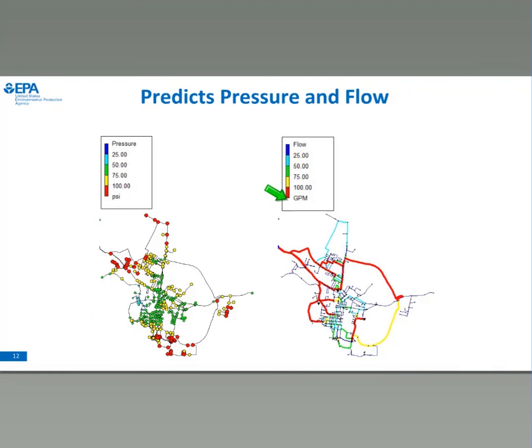On the right is a depiction of the flow in the system. And here we have highlighted that the flow can range from less than 25 gallons per minute to greater than 100 gallons per minute. The thicker red lines will probably represent more transmission lines that are flowing directly from the treatment plant to maybe the high service areas of the distribution system. So the utility can look at different characteristics like that to see if something were to happen to those pipes, they might be of greater concern.